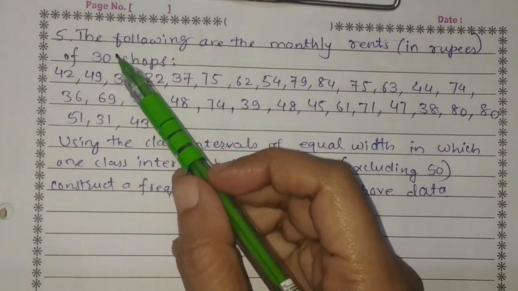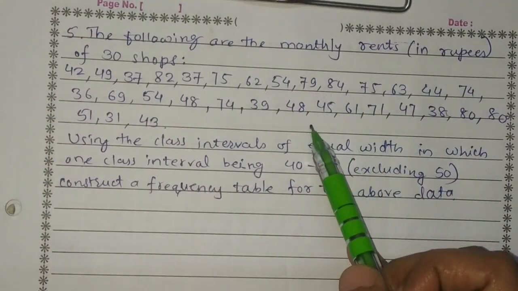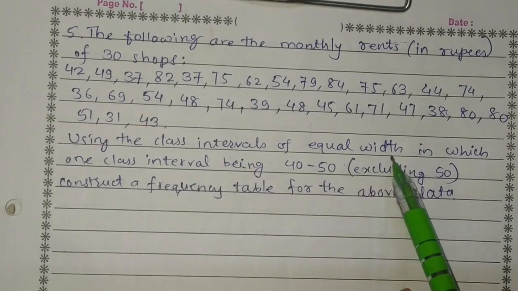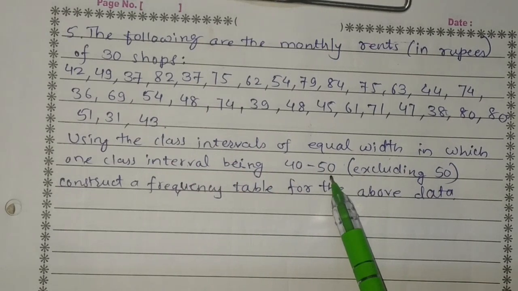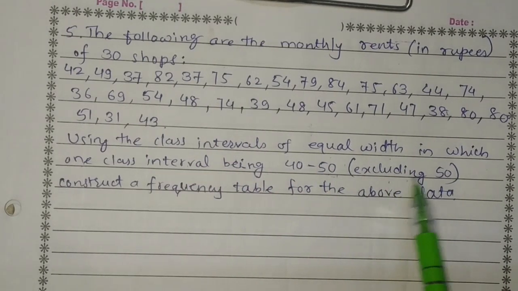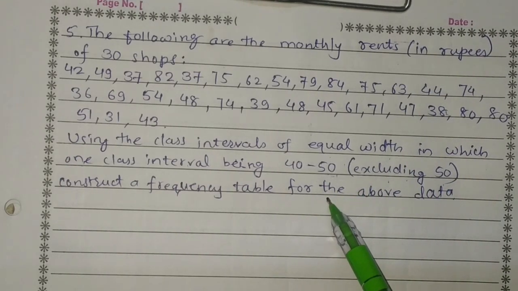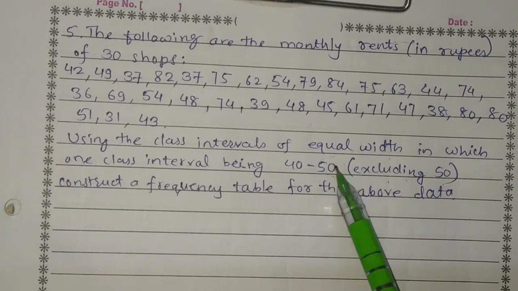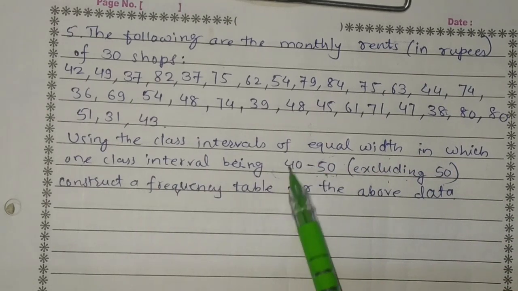So students, now the next question is: the following are the monthly rents in rupees. These are the rents of 30 shops, using class intervals of equal width, in which one class interval is 40 to 50. So it is that one of the class intervals is 40 to 50 and it is excluding 50. So it is an example of an exclusive frequency table where we are not going to include this upper limit. 50 will be included in the next, and the class intervals are of equal width.